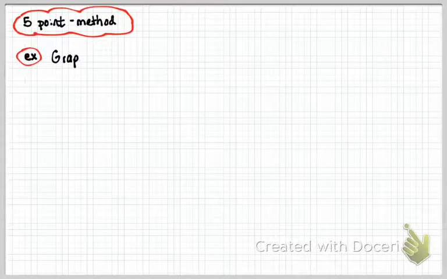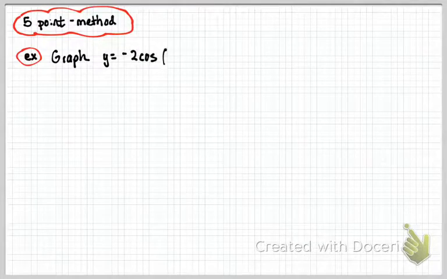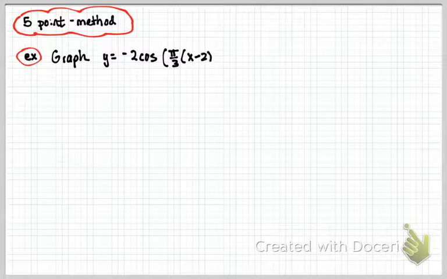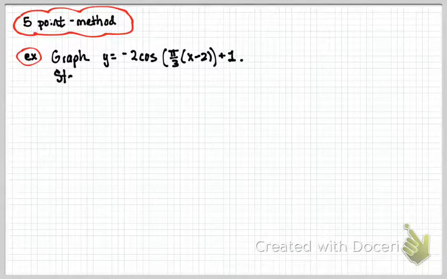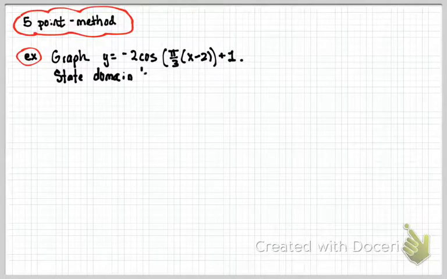Graph y equals -2 cosine pi over 3 x minus 2 plus 1. And we're going to state the domain and range. Alright, so we'll take up this whole bottom flap, we'll do all the algebra on the left, and on the right we'll graph it.